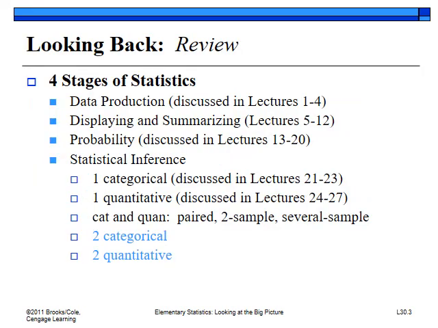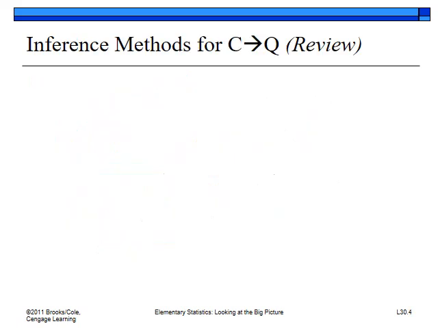Among the four stages of statistics, we are in statistical inference, and we're looking at several sample study designs for relationships between categorical and quantitative variables. Remember that with a categorical, explanatory, and quantitative response variable, there are three main types of study designs that we might look at. Each has its own separate inference method.